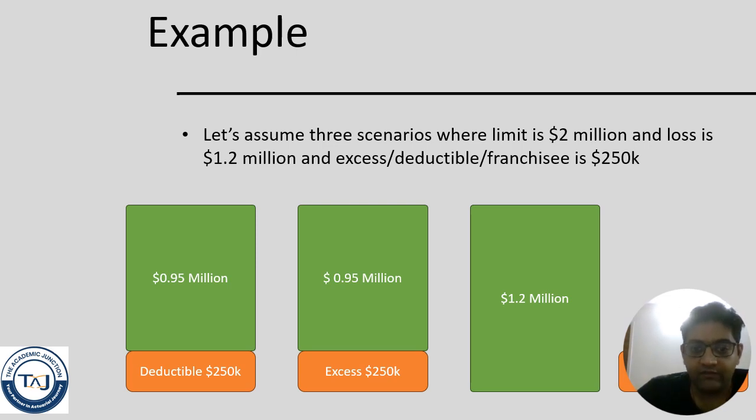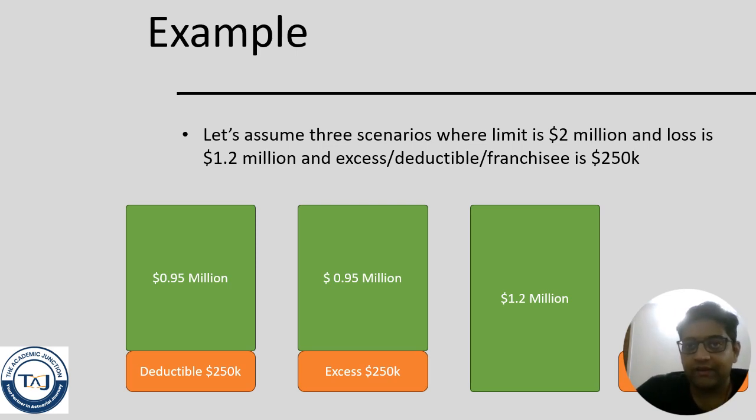I have given out the claim payouts under the 3 scenarios: the leftmost is the deductible, the middle scenario is the excess, and the rightmost is the franchise. So you can see with a deductible of 250K, the first $250,000 does not get paid out, and the claimant gets 0.95 million, which is 1.2 million minus 0.25. In the second case of the excess, the payout is the same. The excess of 250K doesn't pay out, and then it pays out 0.95 million. In the third case, since the claim amount is greater than the franchise amount, the payout is made in full to the customer. So the customer gets $1.2 million.